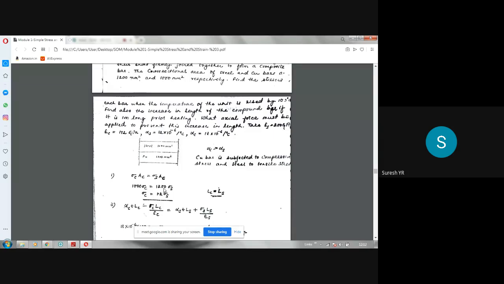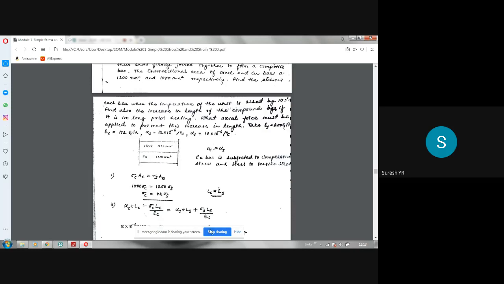So first let us use the equilibrium condition. According to the equilibrium condition, whatever force is developed in the copper bar should be equal to the force developed in the steel bar. So sigma C into AC, that is the force PC, stress into area, is equal to the force in the steel bar, sigma S into AS. Please make this AS, it is not AC, it is AS. Substituting, area of copper 1000 mm square into sigma C is equal to, for steel, area 1200 into sigma S. So you get the relation sigma C is equal to 1.2 times sigma S. This is the equilibrium equation: force developed in copper is equal to force developed in steel. One is compressive, another is tensile.